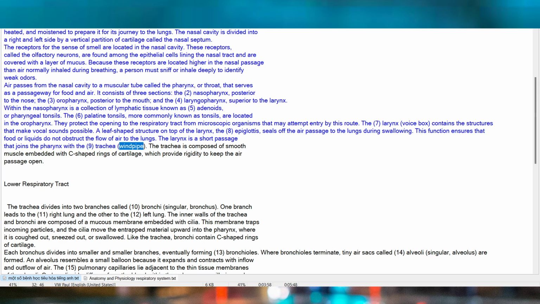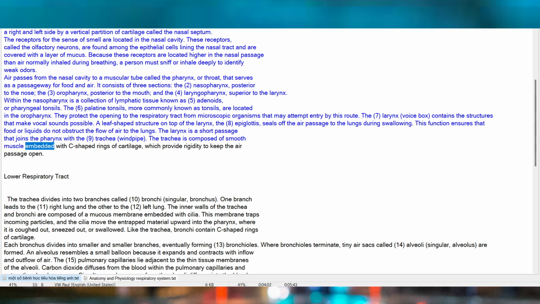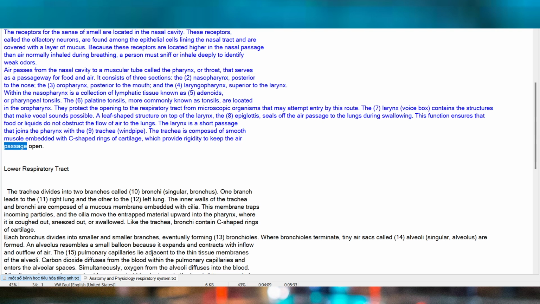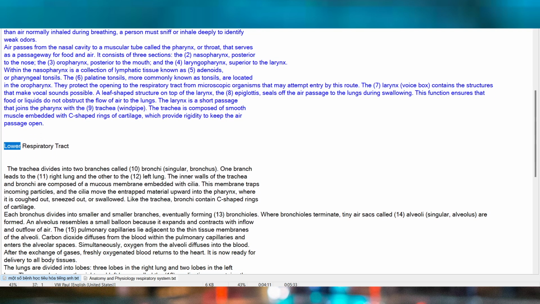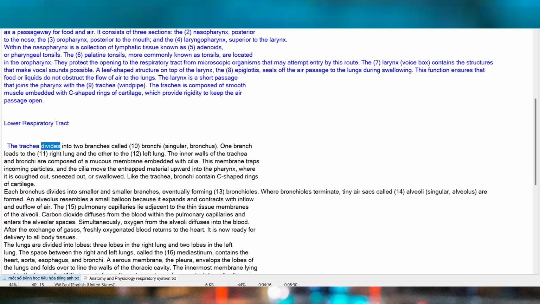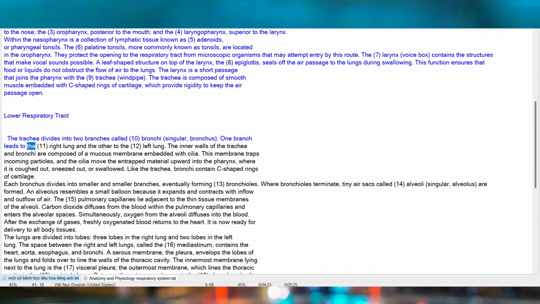Trachea, windpipe. The trachea is composed of smooth muscle embedded with C-shaped rings of cartilage, which provide rigidity to keep the air passage open. Lower respiratory tract. The trachea divides into 2 branches called 10 bronchi, singular, bronchus. One branch leads to the 11 right lung and the other to the 12 left lung.